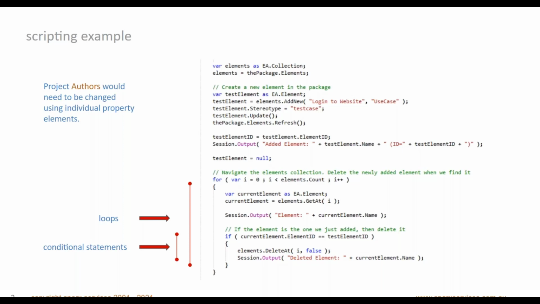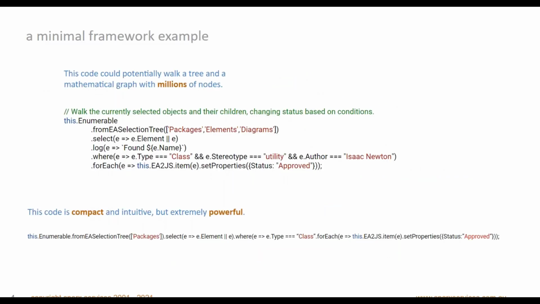So let's have a look at the repository extension framework solution to this problem. So we have this object called the enumerables. Please don't worry about the syntax at the moment. It might all look a little bit cryptic, but I can assure you by the end of the session, you'll have a much better understanding of what's going on.